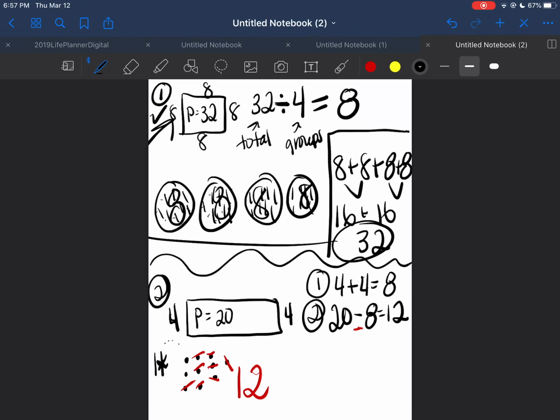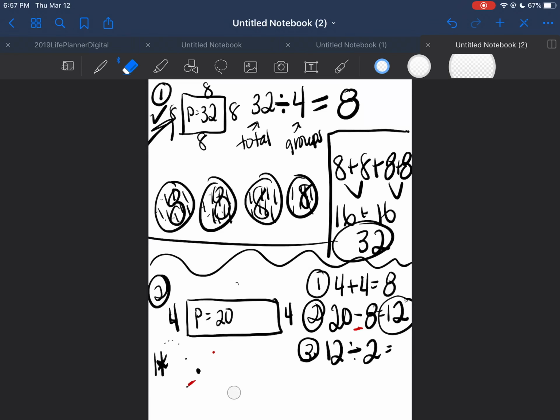We're not done yet though. There's one more step. We're going to share our difference between our two sides. 12 divided by 2. I'm going to use a strategy, so I'm going to come over here. I'm going to erase this right here. Oops. There we go. 12 is our total.